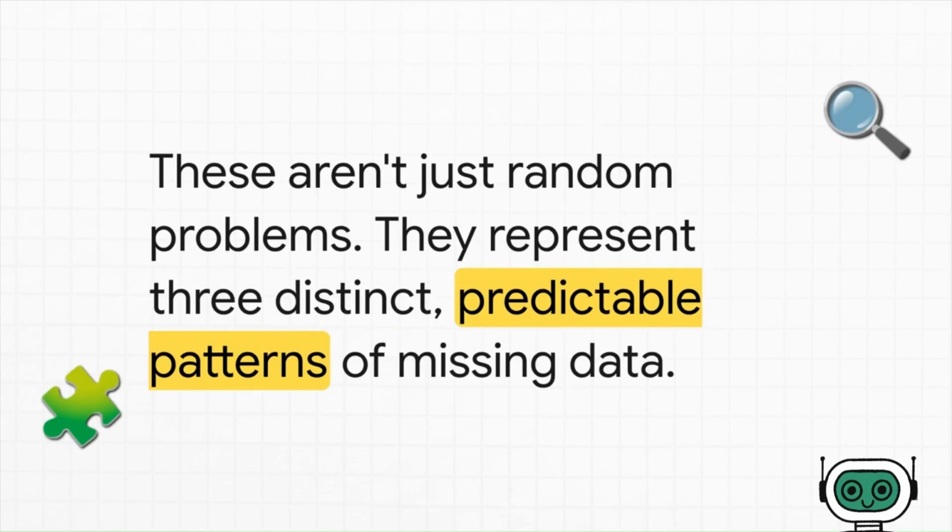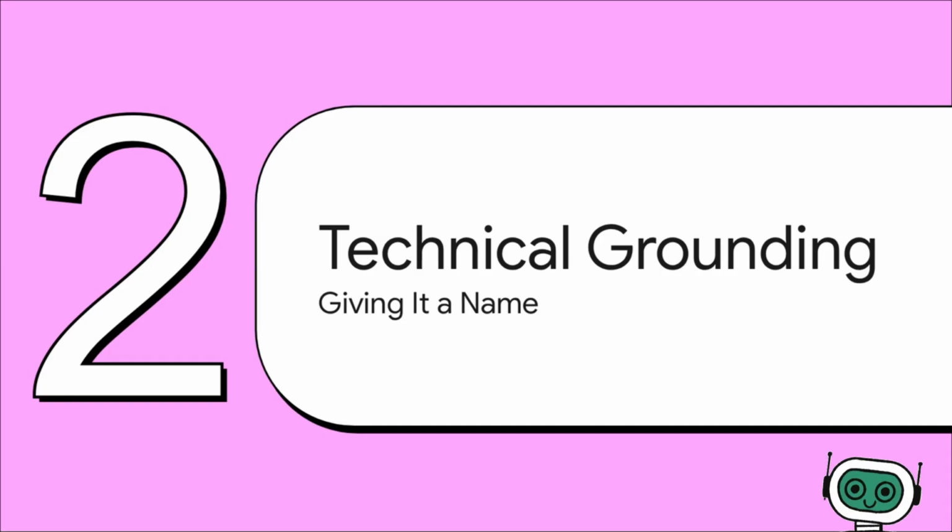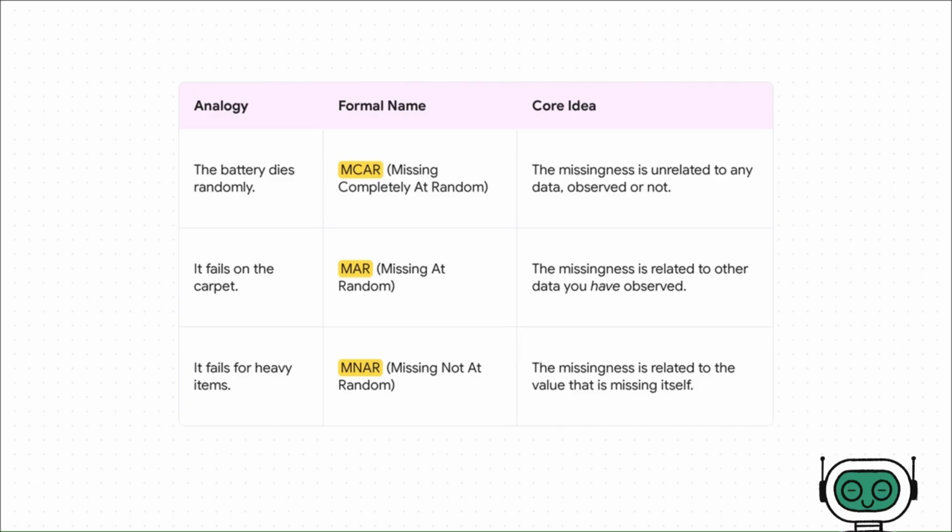So these aren't just quirky equipment failures. Each one of these scenarios is a blueprint for a distinct and predictable pattern of missing data, and you will see these patterns everywhere. So now that we have the intuition, let's connect it to the formal terms you'll encounter out in the field. Our story maps directly to the technical terms. That random battery failure, that's what we call MCAR, or missing completely at random. The scale failing on the carpet, that's MAR, for missing at random. And the scale failing only for heavy items, that's MNAR, or missing not at random.